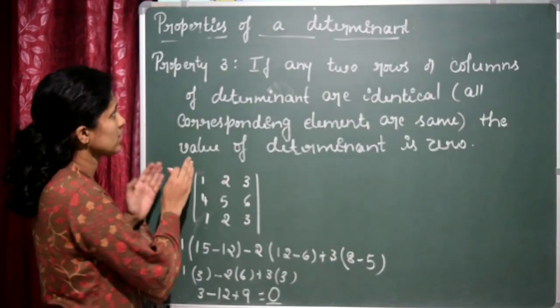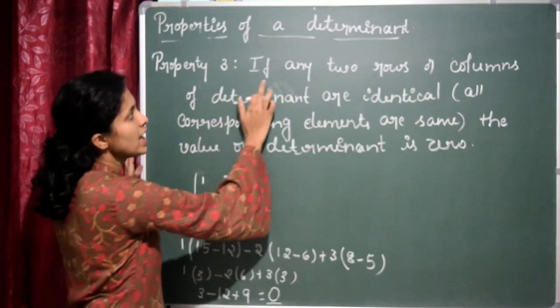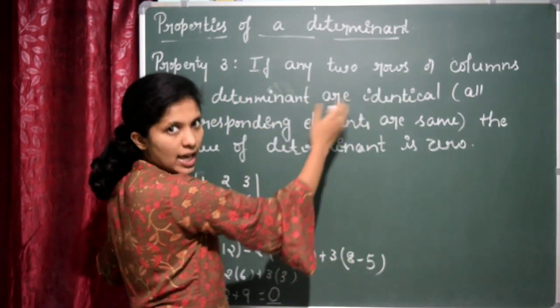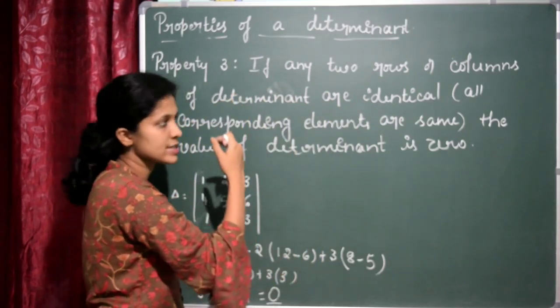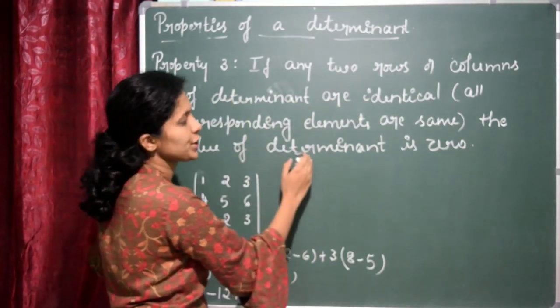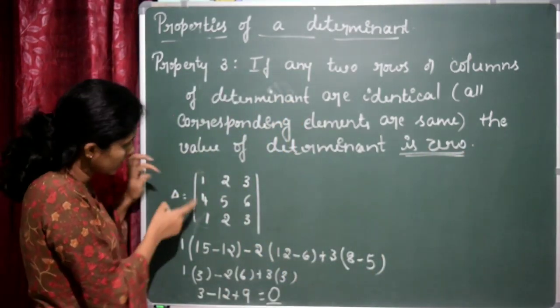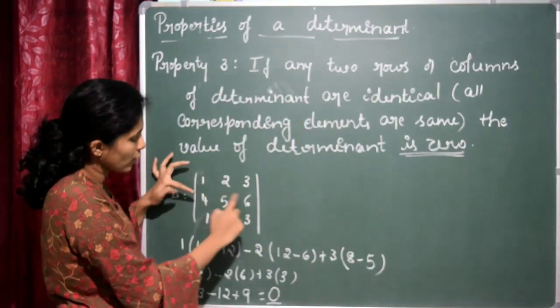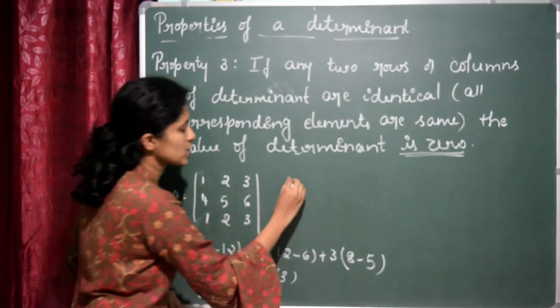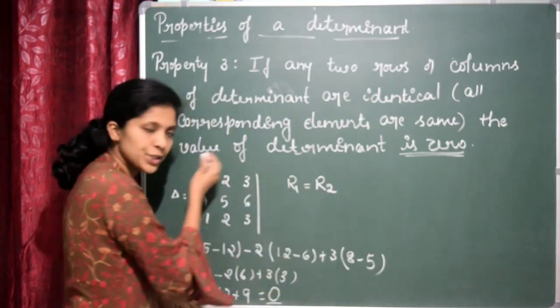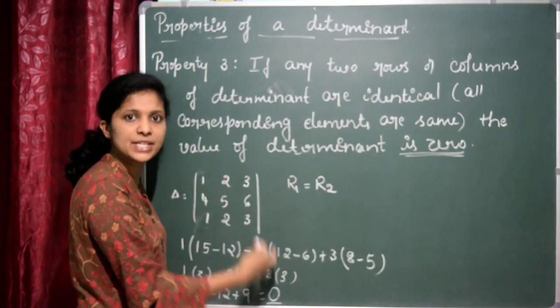Now we will see property 3. This is one of the important properties. If any two rows or columns of a determinant are identical, I mean if the corresponding elements are same, then the value of the determinant is always equal to 0. Here you can see I have taken one example. 1, 2, 3, 4, 5, 6. Here the last row and first row, row 1 and row 2 are equal, right? So then the determinant we can directly say is equal to 0.